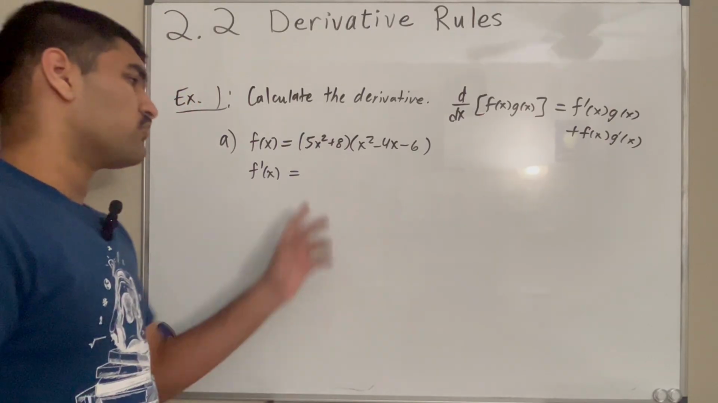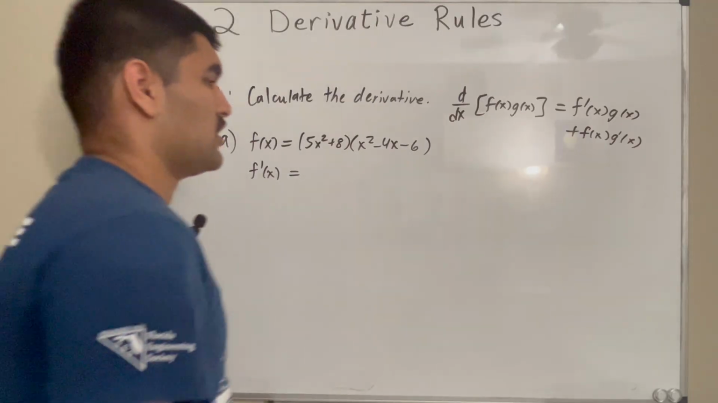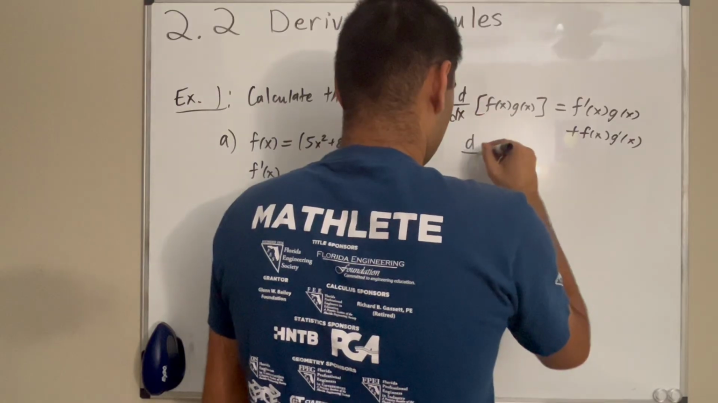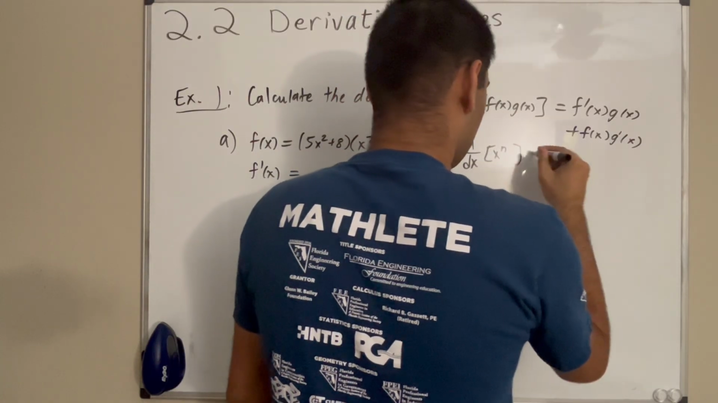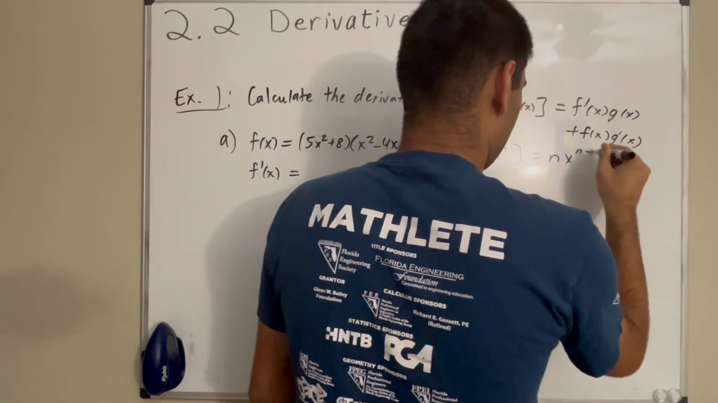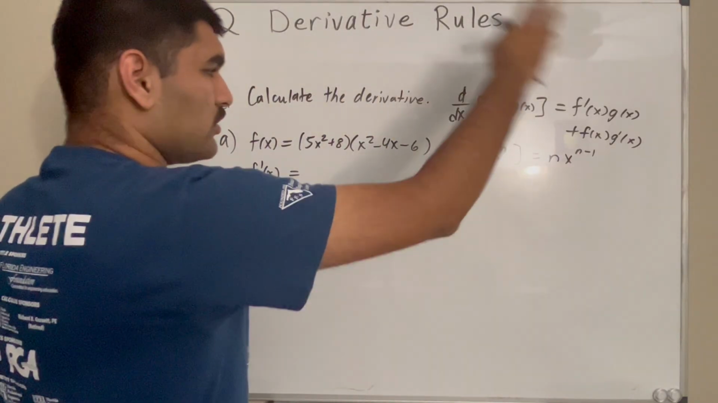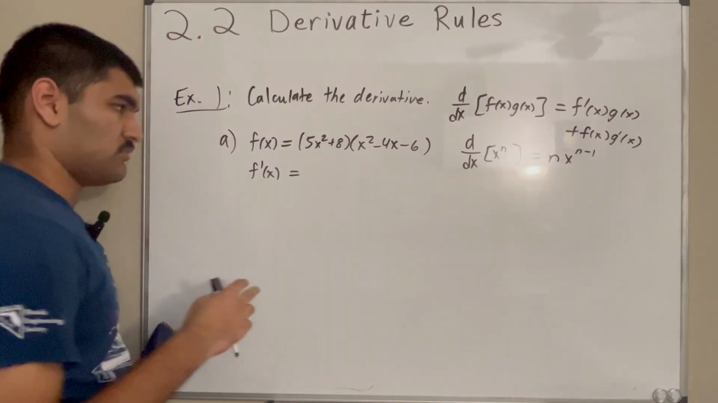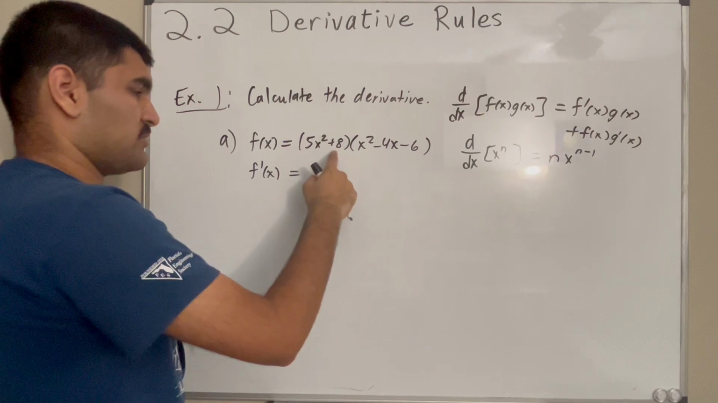And also notice that we have powers, so you must also use the power rule. So the power rule says that if you have the derivative of x to the n, this is equal to nx to the n minus 1. All right, so let's apply all of this knowledge to our current problem. So first we want to differentiate this, right? So we want to differentiate 5x squared plus 8.